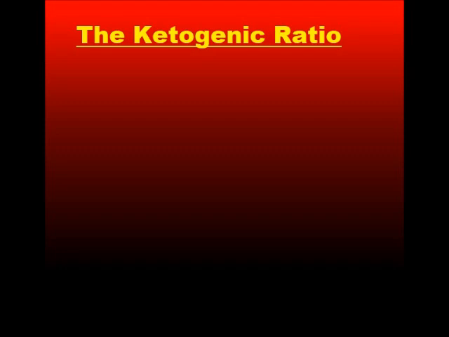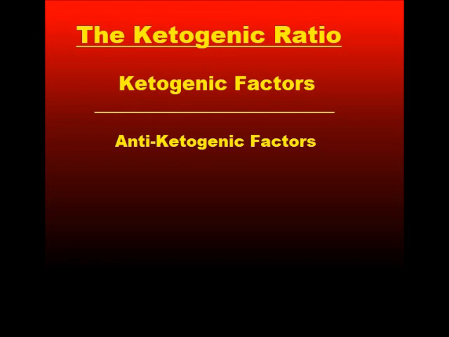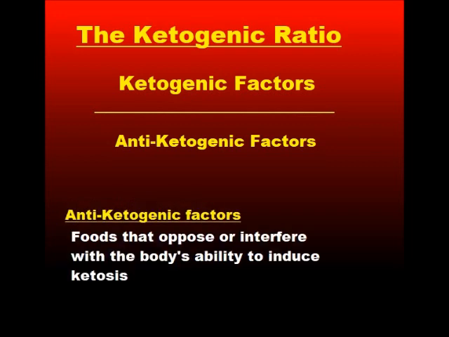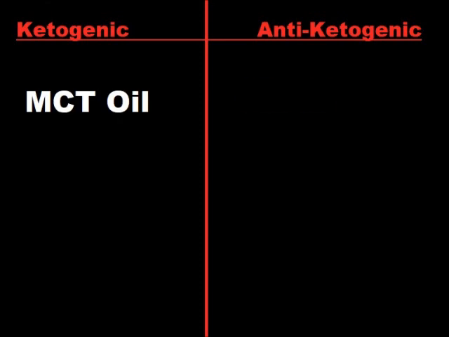The ketogenic ratio equals ketogenic factors divided by anti-ketogenic factors. So ketogenic factors are foods that contribute to the body's ability to induce ketosis, while anti-ketogenic factors oppose it. An example of a ketogenic factor is MCT oil, which we've discussed, which, as we know, is digested rapidly, contributing to the production of ketones.